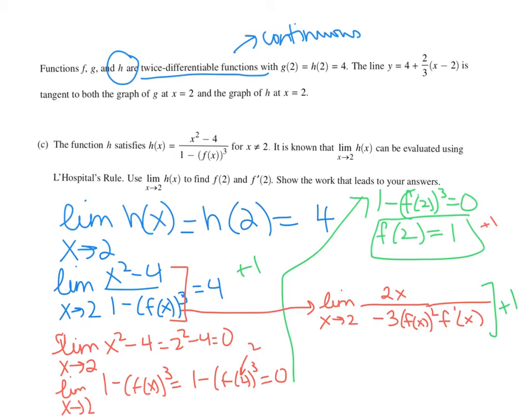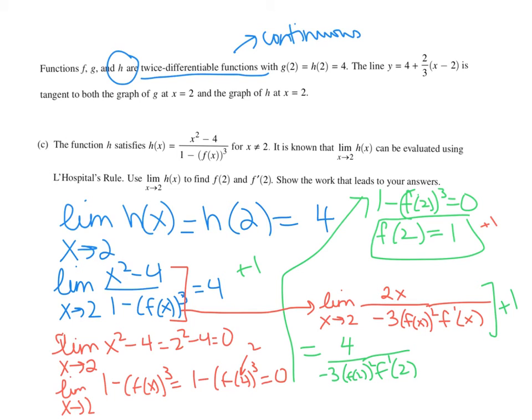So even if you didn't get f of 2, you might have gotten this one, which would give you another point. If you do that, you can substitute in 2. You get 4 over negative 3 times f of 2 squared times f prime of 2. I think a lot of people got to this point, but they didn't really know what to do.